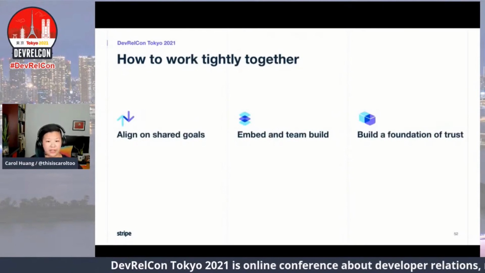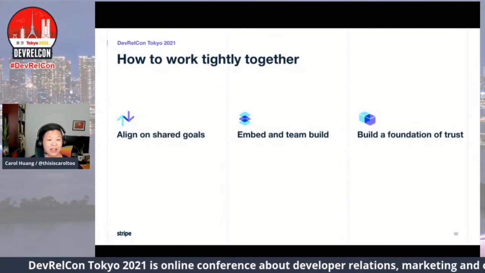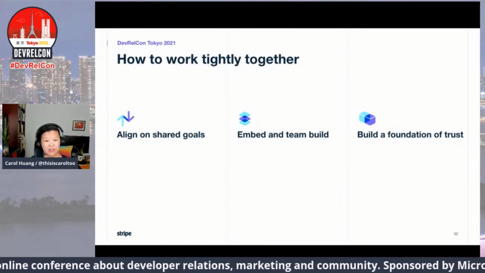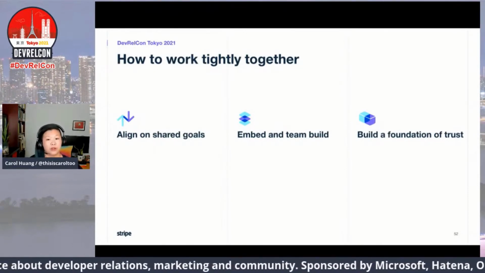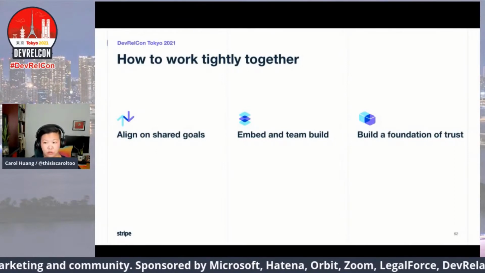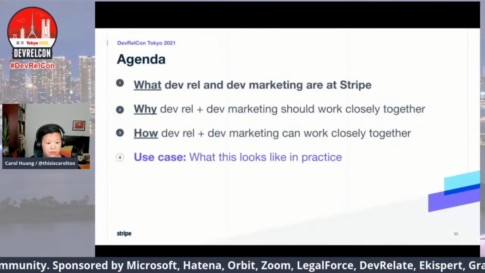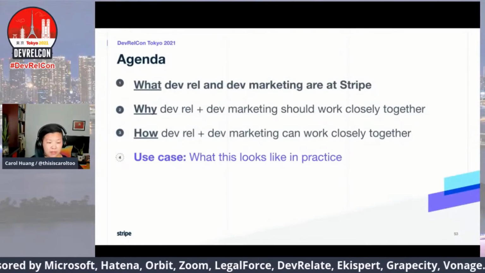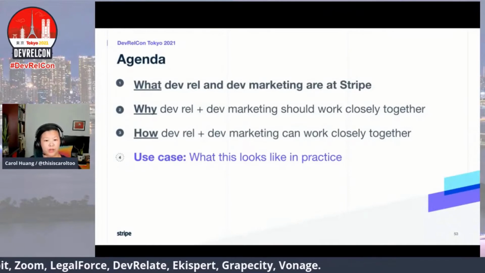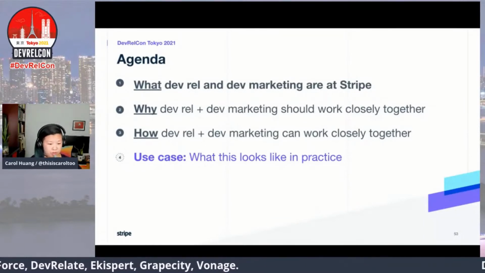So to recap, you should work together because you actually share those goals, and recognition is step one of that. Number two is actually aligning them. And you can work well together with an embedded model where you get team building and you're building a foundation of trust, which of course takes us to the last part, which is what this looks like in practice. Because we've checked off the what and the why, let's see what this actually looks like.